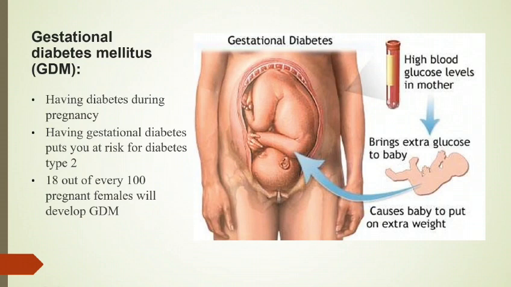Next we have gestational diabetes mellitus. Gestational diabetes mellitus is nothing but getting diabetes during the gestational period, which is the pregnancy period. Having gestational diabetes puts you at risk for type 2 diabetes. It's more or less similar to type 2 diabetes. About 18 out of every 100 pregnant females will develop gestational diabetes mellitus. A high blood glucose level in the mother brings extra glucose to the baby. It causes the baby to put on extra weight.